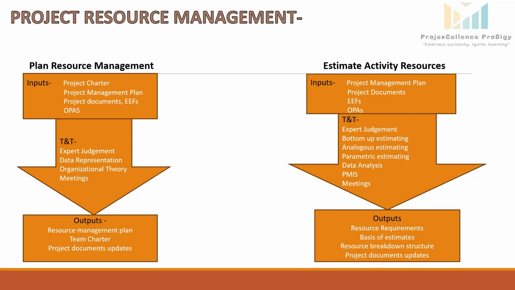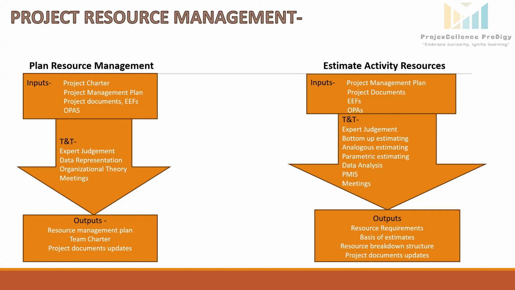Project document updates. A few project documents may need an update after carrying out this process. The project schedule may need to be updated as per resource availability. The risk register may need to be updated for the risks associated with team and physical resources. New assumptions can be updated regarding the availability, logistic requirements and location of physical resources, as well as the skill sets and availability of team resources.